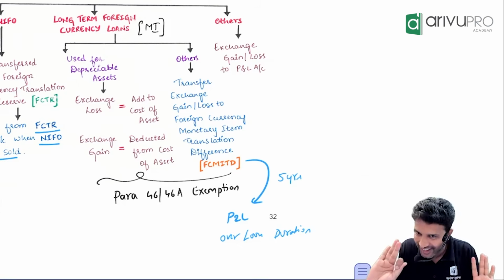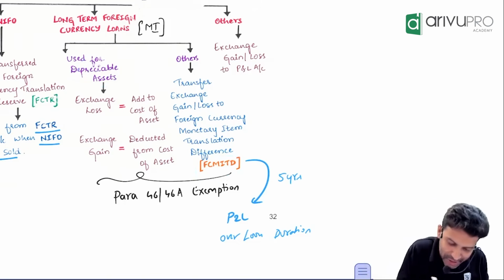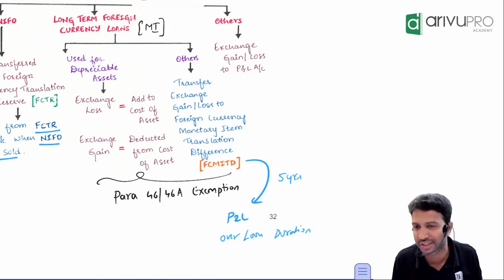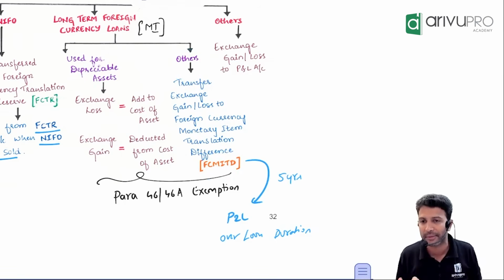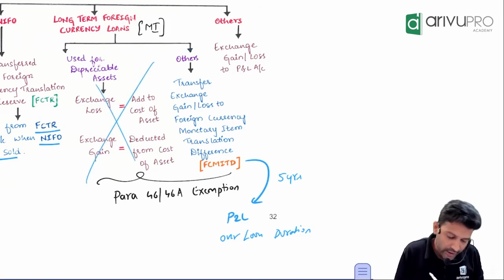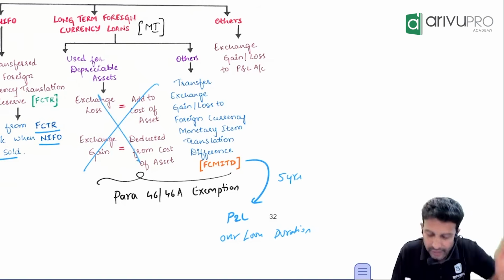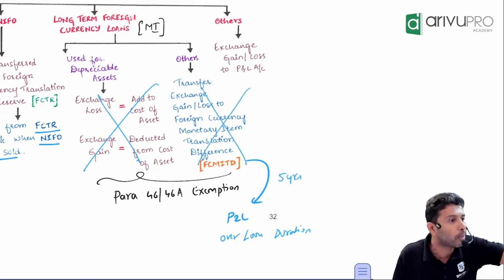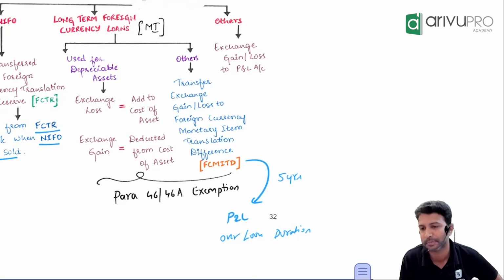For a depreciable asset, if you wanted to use FCMITD, it is not allowed. For a depreciable asset, always adjust it against the cost of the asset. For others only, you have an option to transfer it to FCMITD. If you don't want to avail this, it goes to P&L, deferred or immediately. Totally optional. Okay.